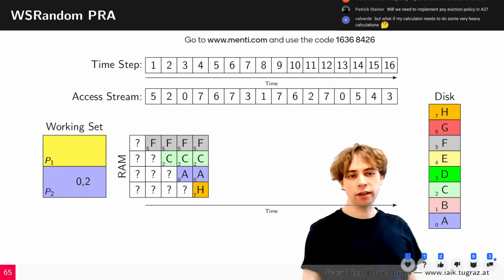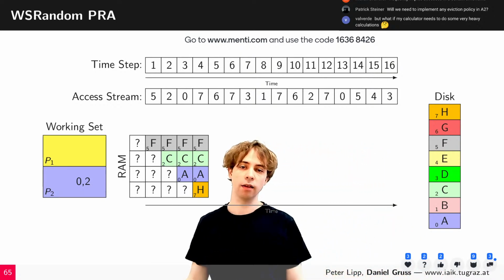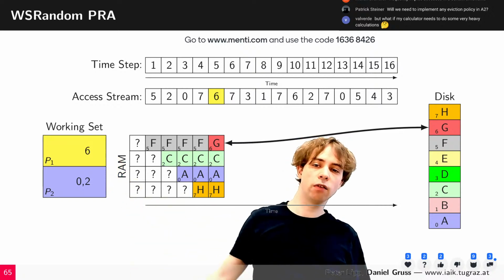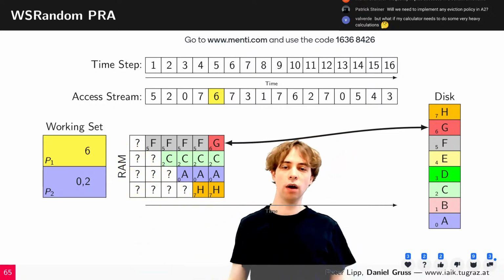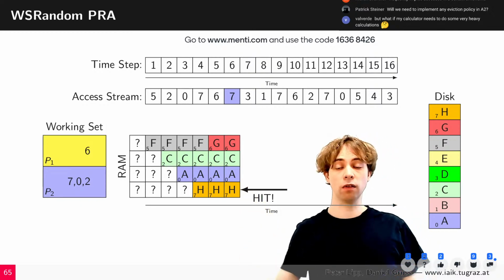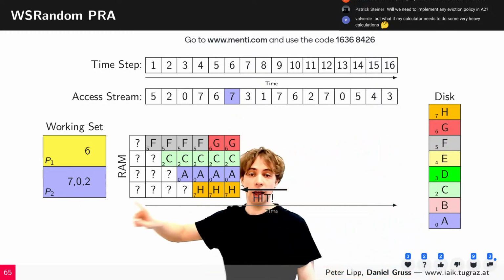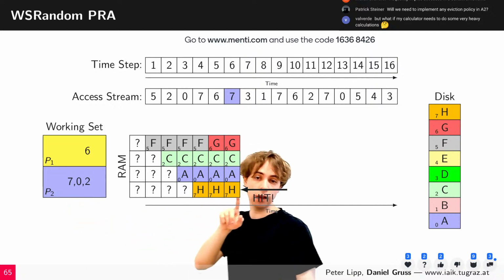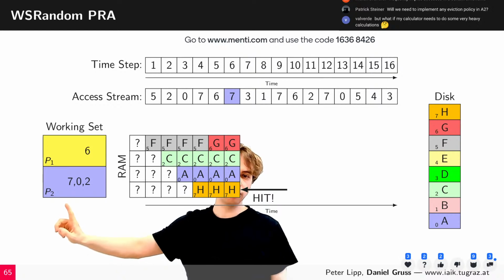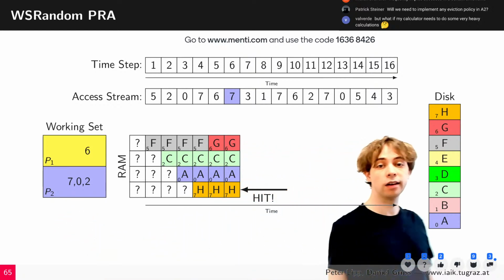Then we perform the access that we wanted to perform. And this is an access by process 1. And now it is here, so we have working set sizes 1 and 2 now. Then we have a hit here. Okay, so now page number 7 actually is still in memory. And we can see that it's now in the working set here of this process, and it's the youngest page in this working set.